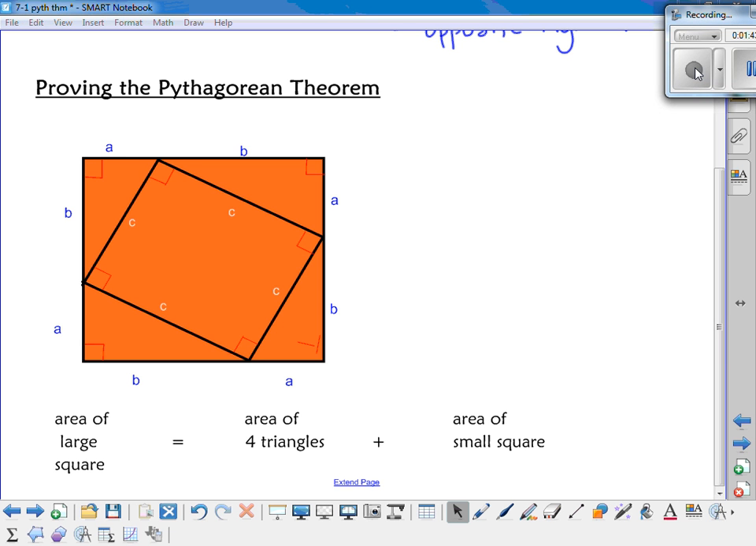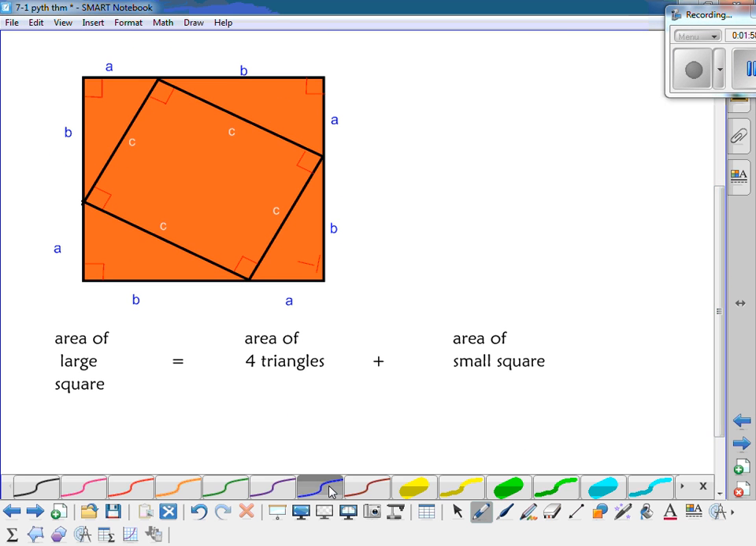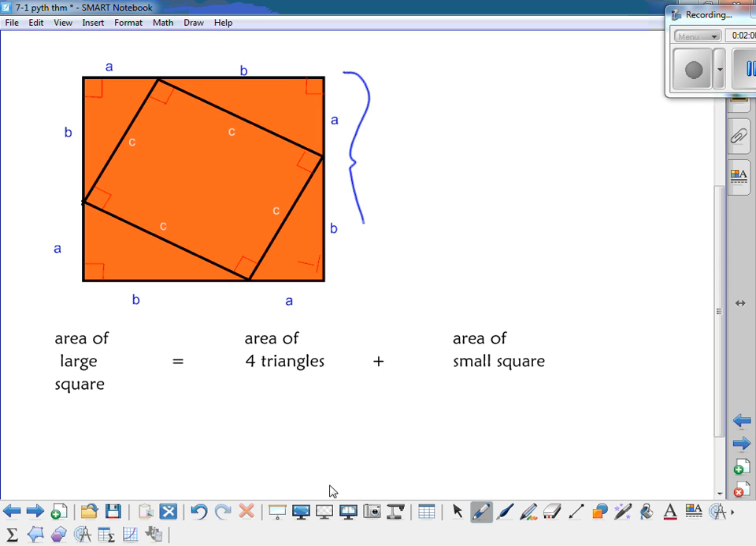Does that make sense? So if I want to know the area of the large square, how do we find the area of a square? You just multiply the sides together. So for this square, the side is equal to a plus b, right? So the area of the square would be a plus b squared. Does everybody agree with me?